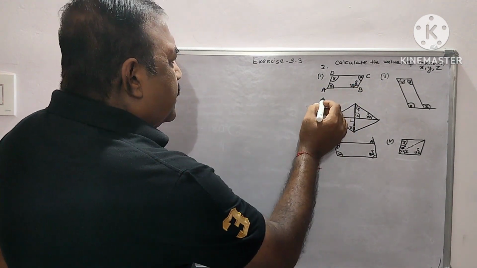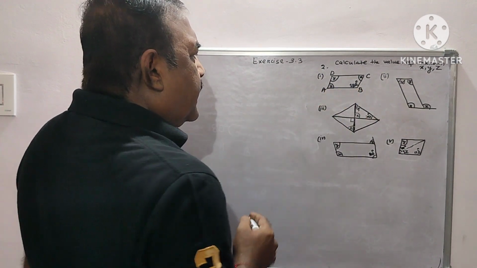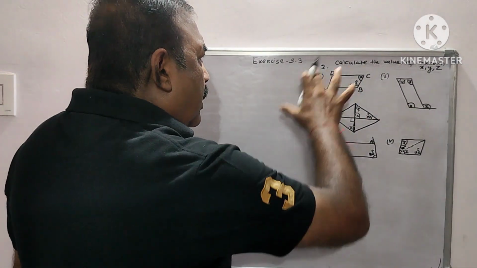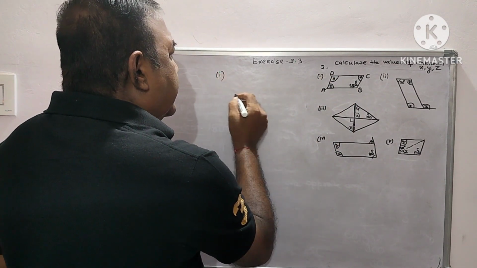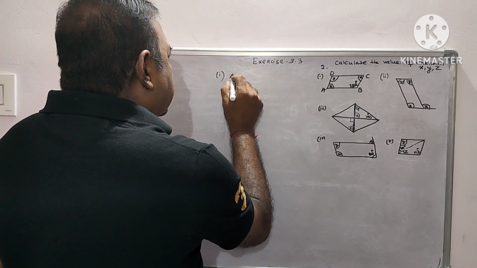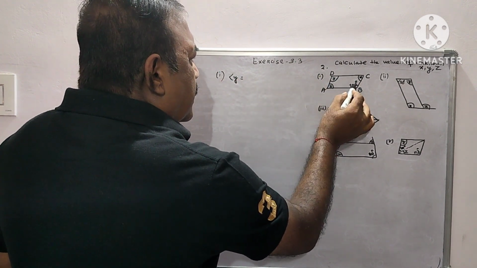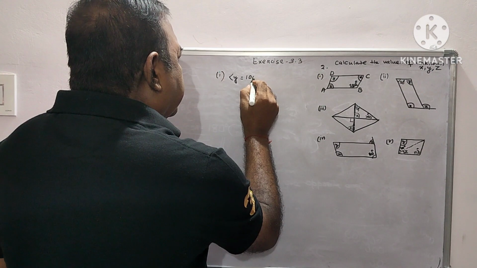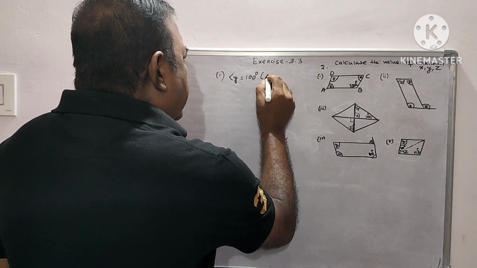First we may know that the opposite angles are equal in measure. All these are parallelograms. So in question number 1, angle Y is equal to 100 degrees. Why? Opposite angles.